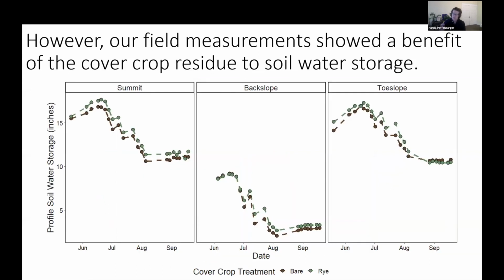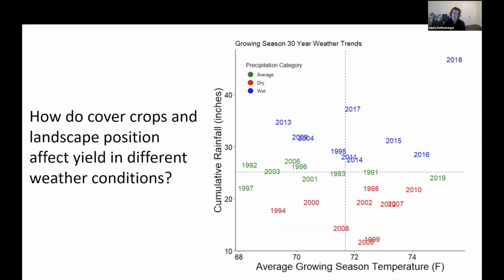But when we look at soil water storage at the different landscape positions and how the cover crop affected that, we see a small but significant increase in soil water following the cover crop compared to the fallow across all three of our landscape positions. And so with these observations, no significant effect of cover crop on yield, increased soil water under the cover crop, and significant variability between our landscape positions when we have average rainfall conditions.